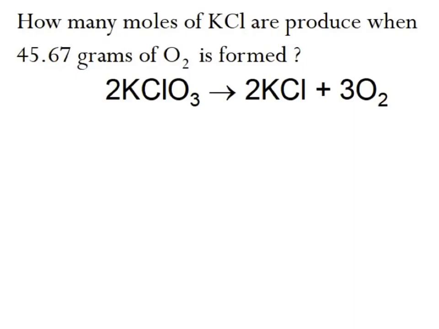So now we have the same formula, but this time we're starting out in grams. So you are given 45.67 grams of oxygen. And it wants to know, when we got that, how many moles of KCl was produced.